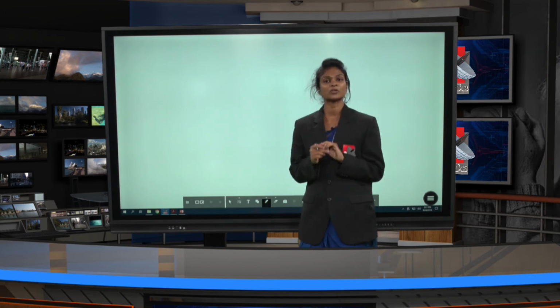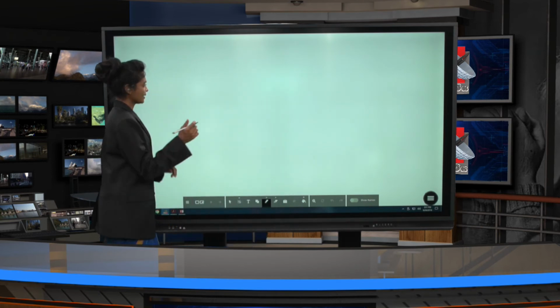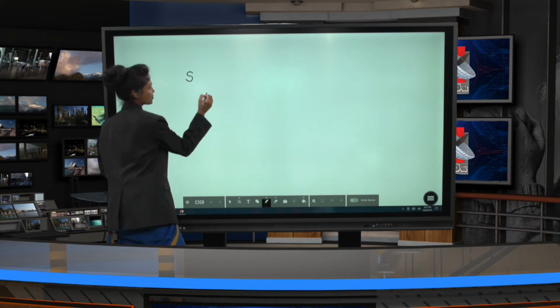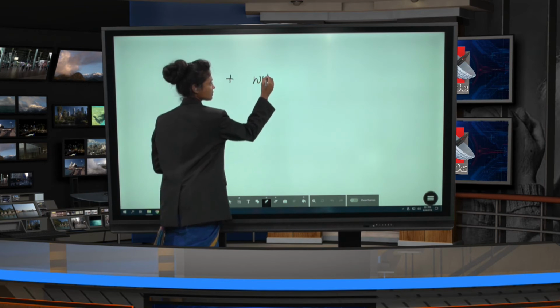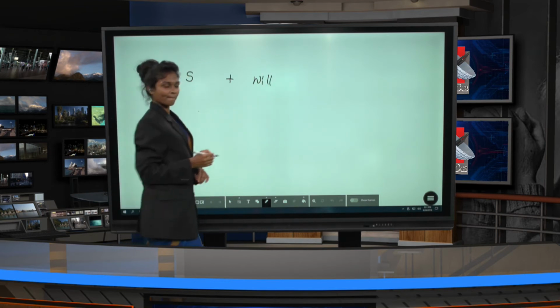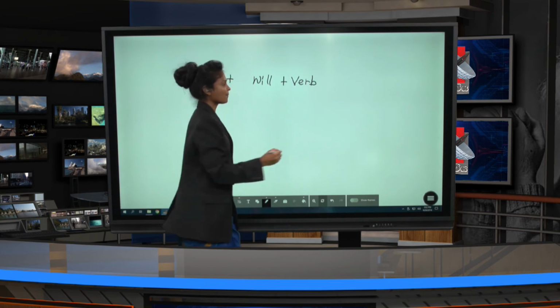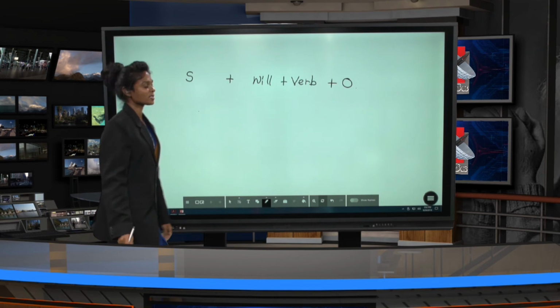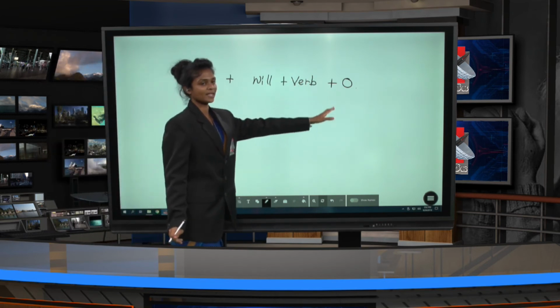Then I will give you a small note for you to remember. This is the active voice sentence. How do we form it? Subject plus will plus verb plus object. This is the active voice formation: subject, will plus verb, then the object.